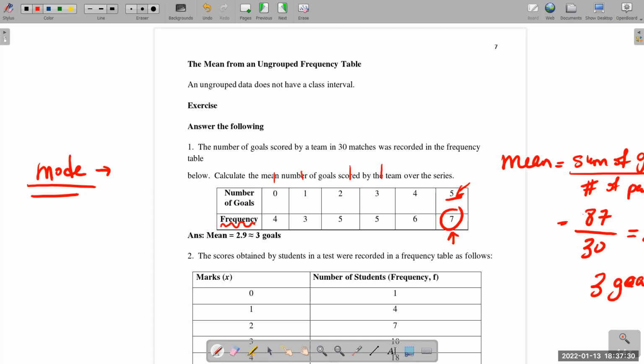7 is not the mode. 7 is just the number, the frequency. Remember, it's the event that happens the most. So what is the event? Remember, the event is the number of goals. So it's either 0, 1, 2, 3, 4. So you just need to look at which one has the highest frequency, and that will tell you which event is the mode. Everybody with me? So our mode is 5 goals.